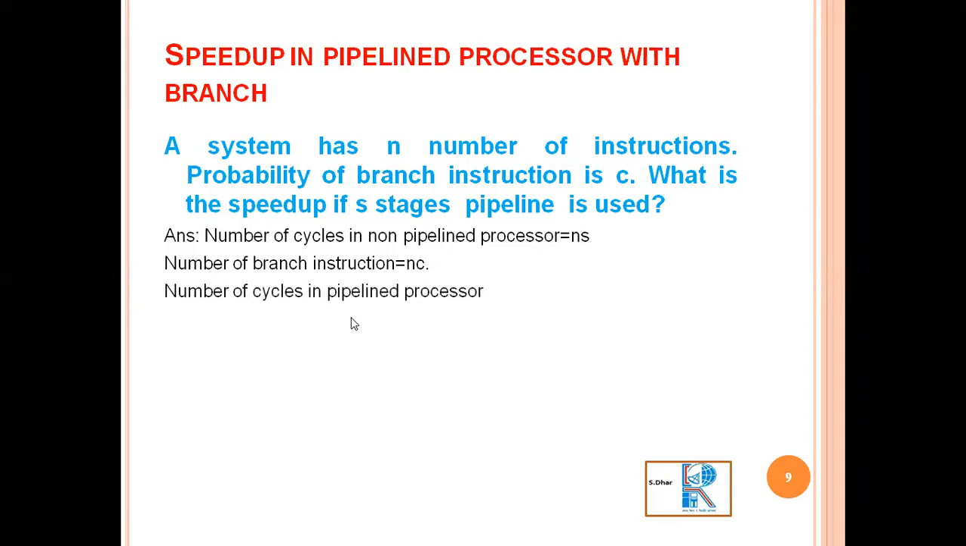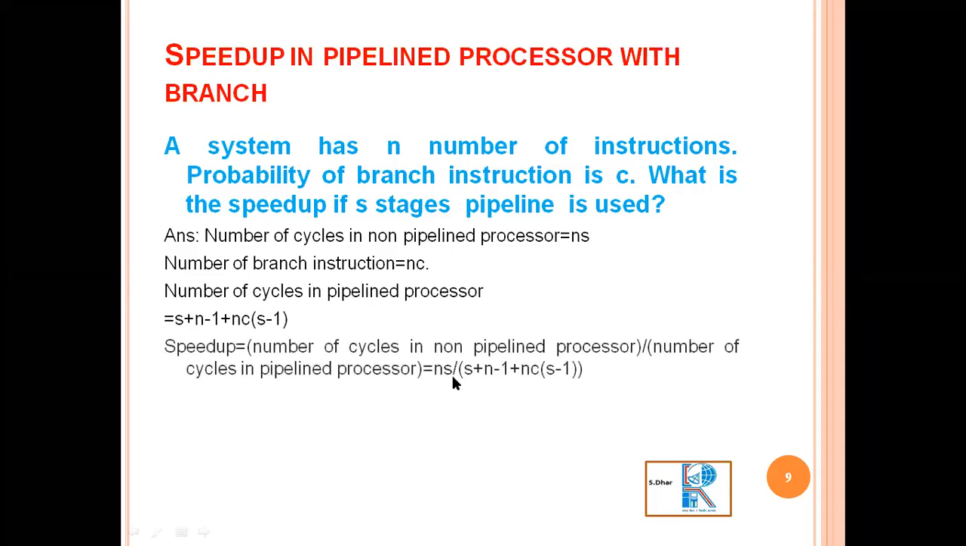So the number of cycles in the pipeline processor, as I have already told, is s plus n minus 1. So what is the penalty? For each branch instruction, the penalty is s minus 1. There are nc branch instructions, so the total penalty cycles will be nc into s minus 1. So the total cycles are s plus n minus 1 plus nc into s minus 1. Clear? So what is the speedup? The speedup formula is the same: the number of cycles in the non-pipeline divided by the number of cycles in the pipeline, though here the branch instruction is there. So ns by s plus n minus 1 plus nc into s minus 1. Suppose the question is if the number of branch instructions is 0, so the probability will be 0.